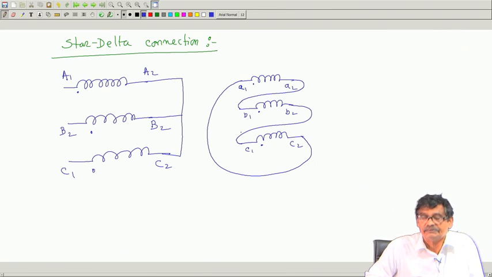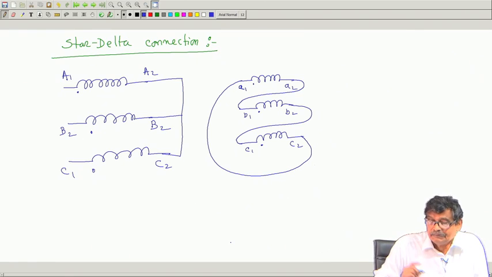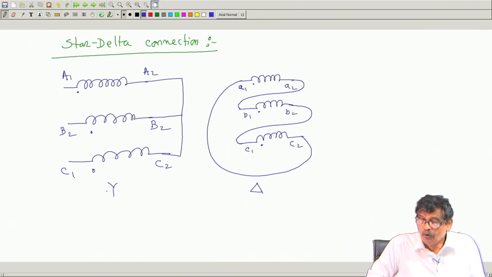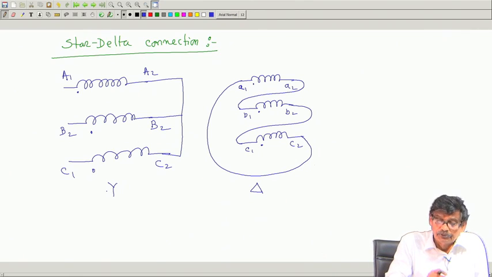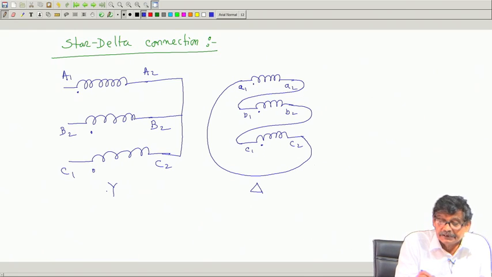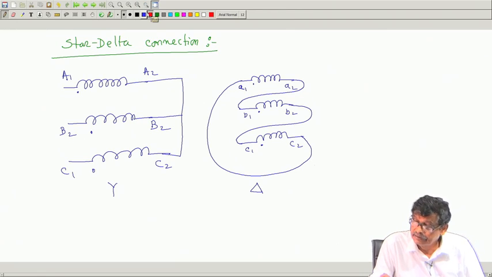Correct, delta, easy to remember, either this way or the other way. So, this is delta and this side is star. Okay. Now, let us come to the phasor diagram of this whole thing. Primary phasor diagram, if you see, it is like this.